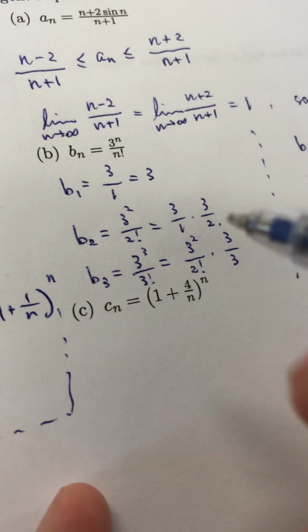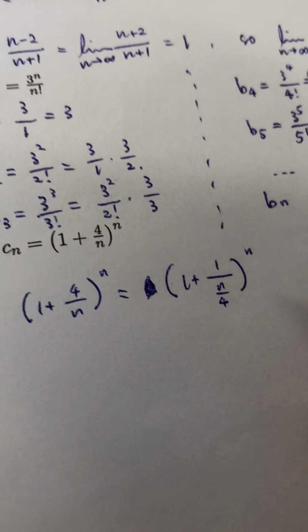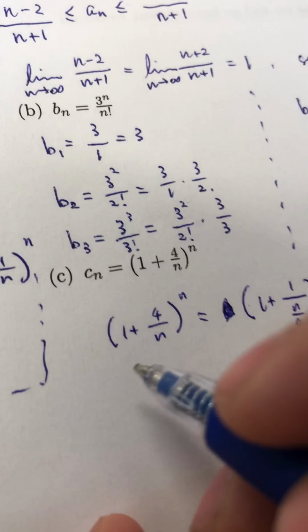First, write down this expression. And then you divide both the numerator and denominator by 4. So once you did that, you can introduce a new letter m as n over 4. Now obviously n is equal to 4m.